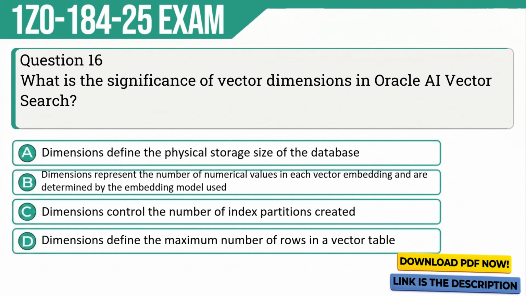Question 16. What is the significance of vector dimensions in Oracle AI vector search? A. Dimensions define the physical storage size of the database. B. Dimensions represent the number of numerical values in each vector embedding and are determined by the embedding model used. C. Dimensions control the number of index partitions created. D. Dimensions define the maximum number of rows in a vector table.